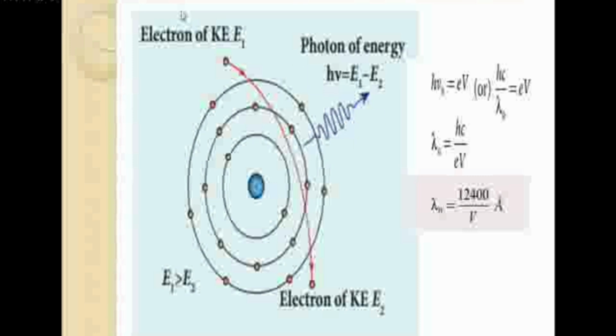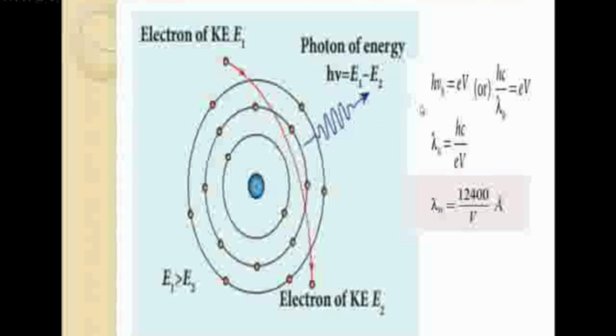So E1 is the incident electron and E2 is the emitted electron. So here there is some change in energy. That energy is called h nu. So h nu is the energy which is radiated from the metal surface. That energy is called an X-ray, right?